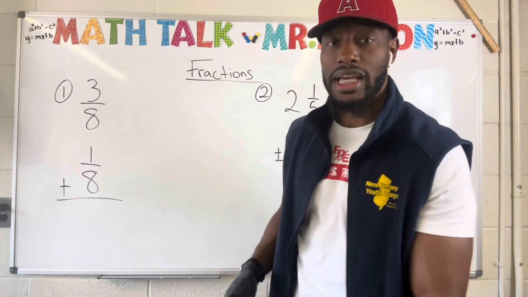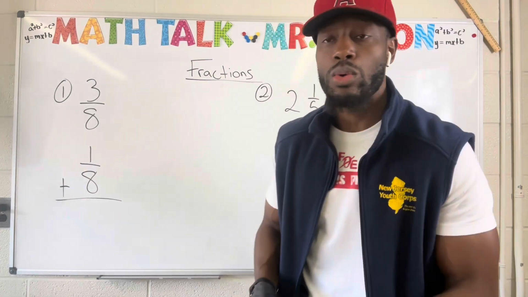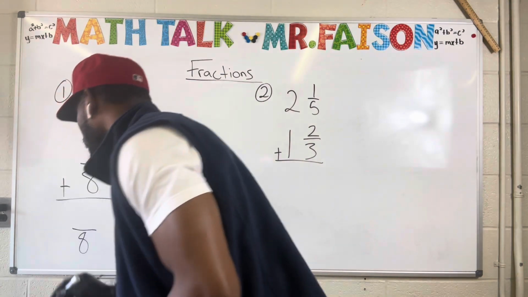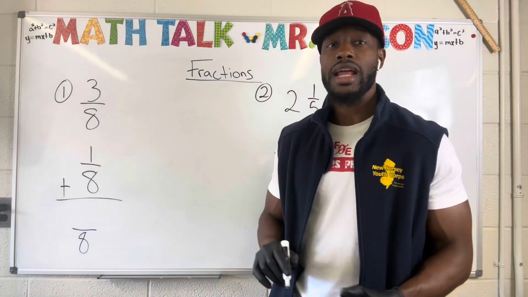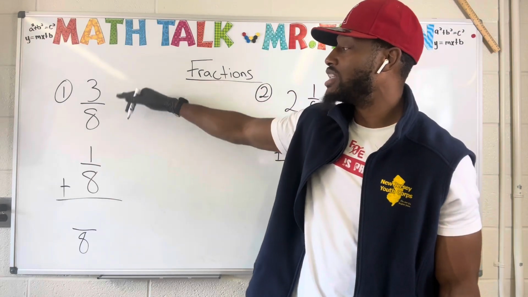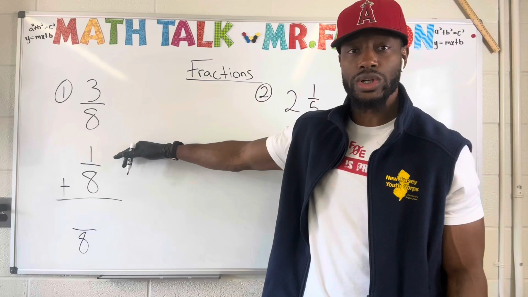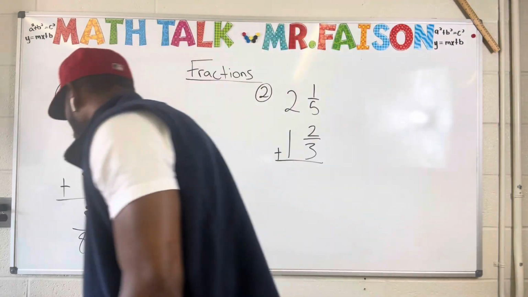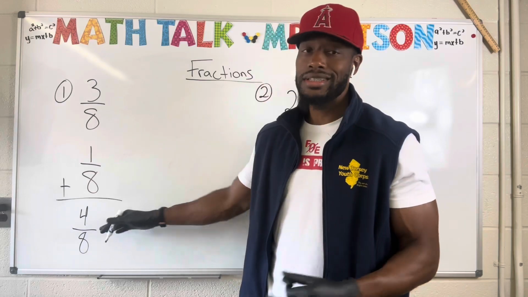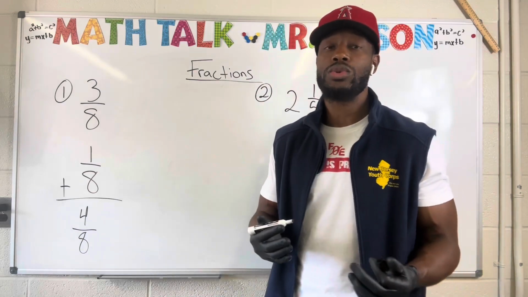When we see our denominators are the same, we can just make that our denominator. Now the only thing we have to do is, in this case, they want us to add, so we add the numerators. We have 3 plus 1. 3 plus 1, y'all know is 4. So we have 4/8. Is this our answer? No, it's not. Actually, we have to reduce it.